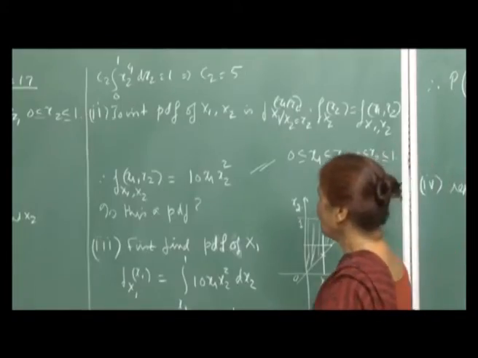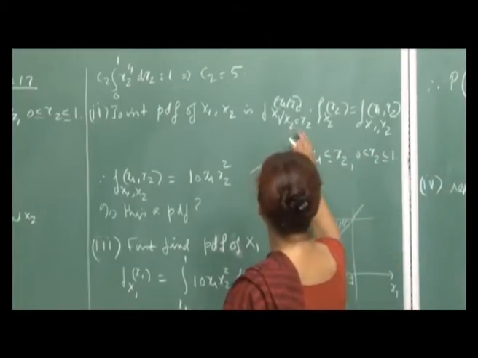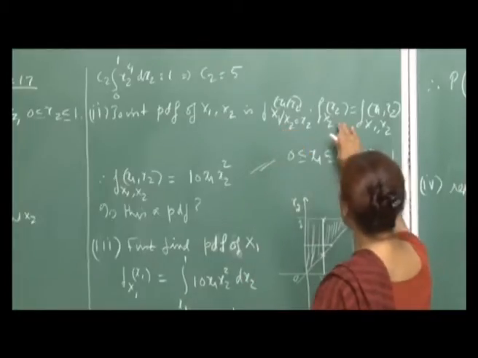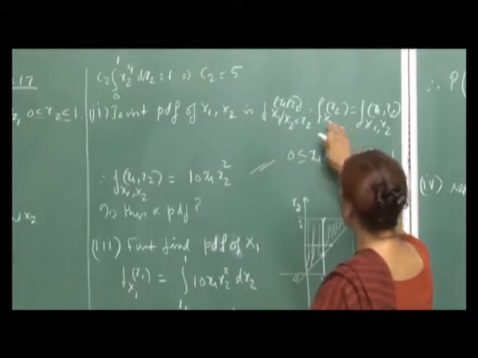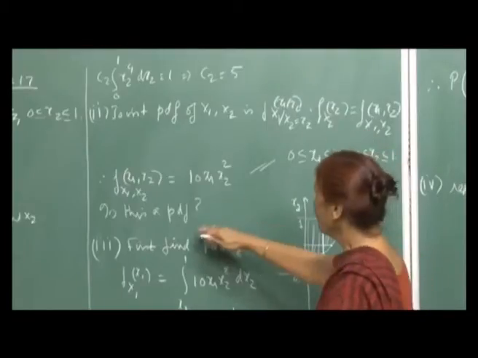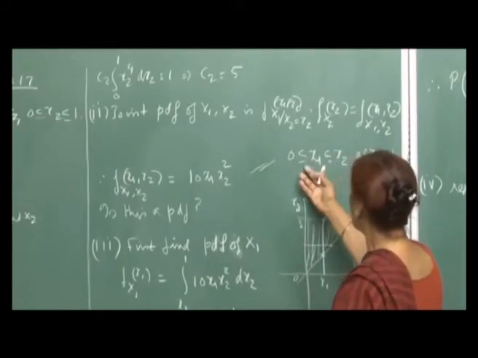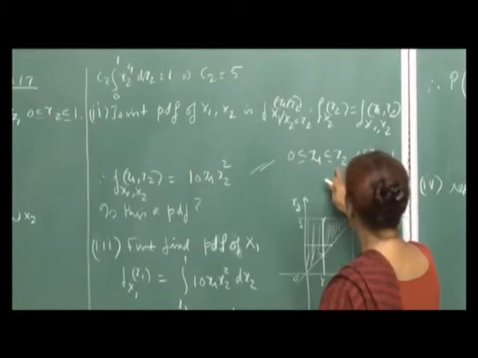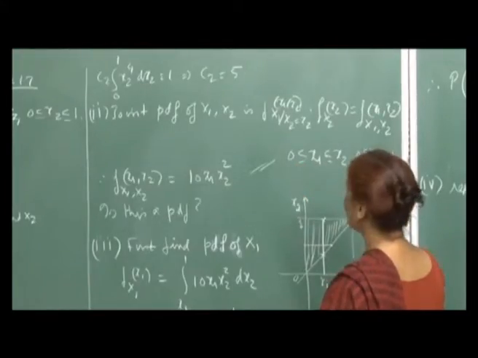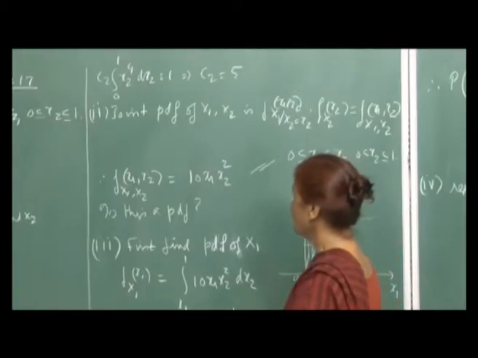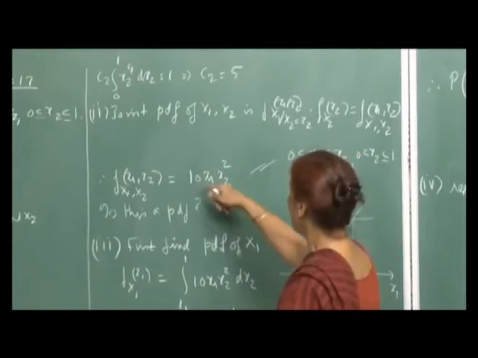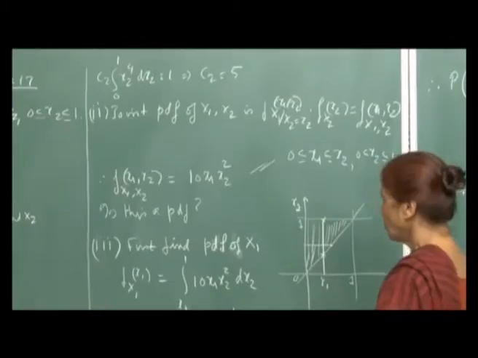Now, is this a PDF? Surely, because it is a product of two. This we have verified is a PDF, this we have verified is a PDF. So the product must also be a PDF. There is no need to verify this again, though if you want you can integrate with respect to x 1 from here to here, and for x 2 from 0 to 1, and the double integral will come out to be equal to 1.